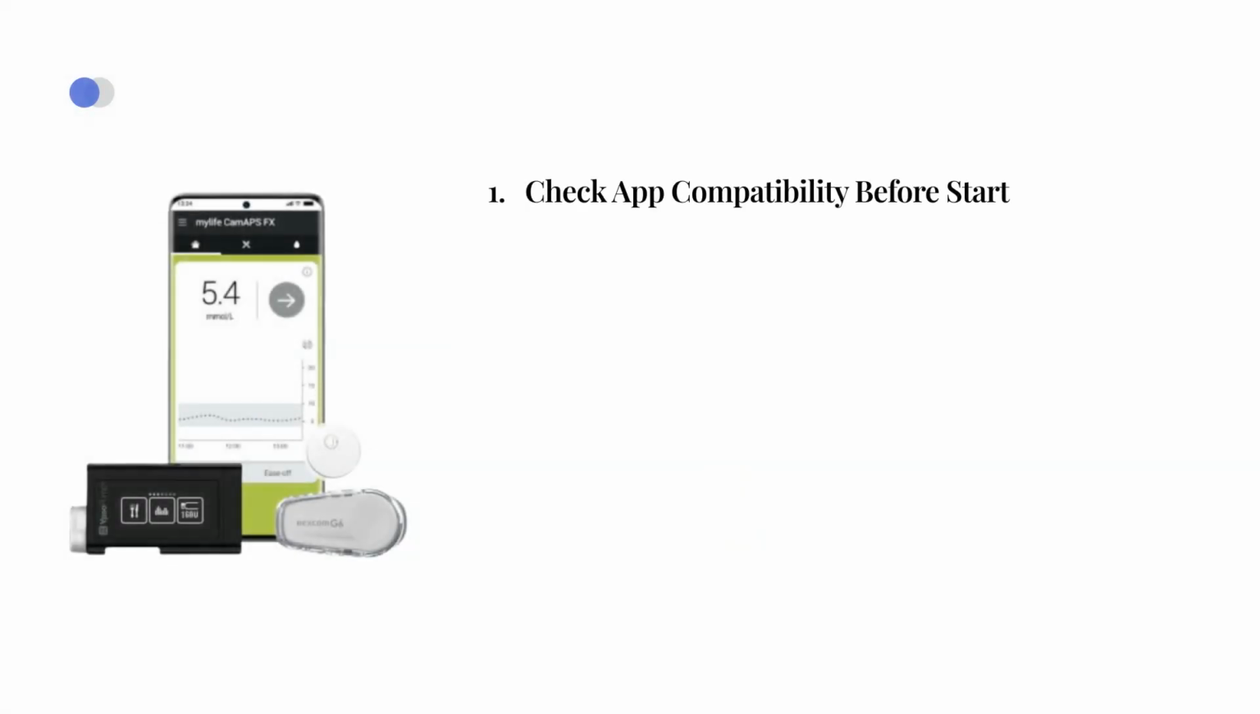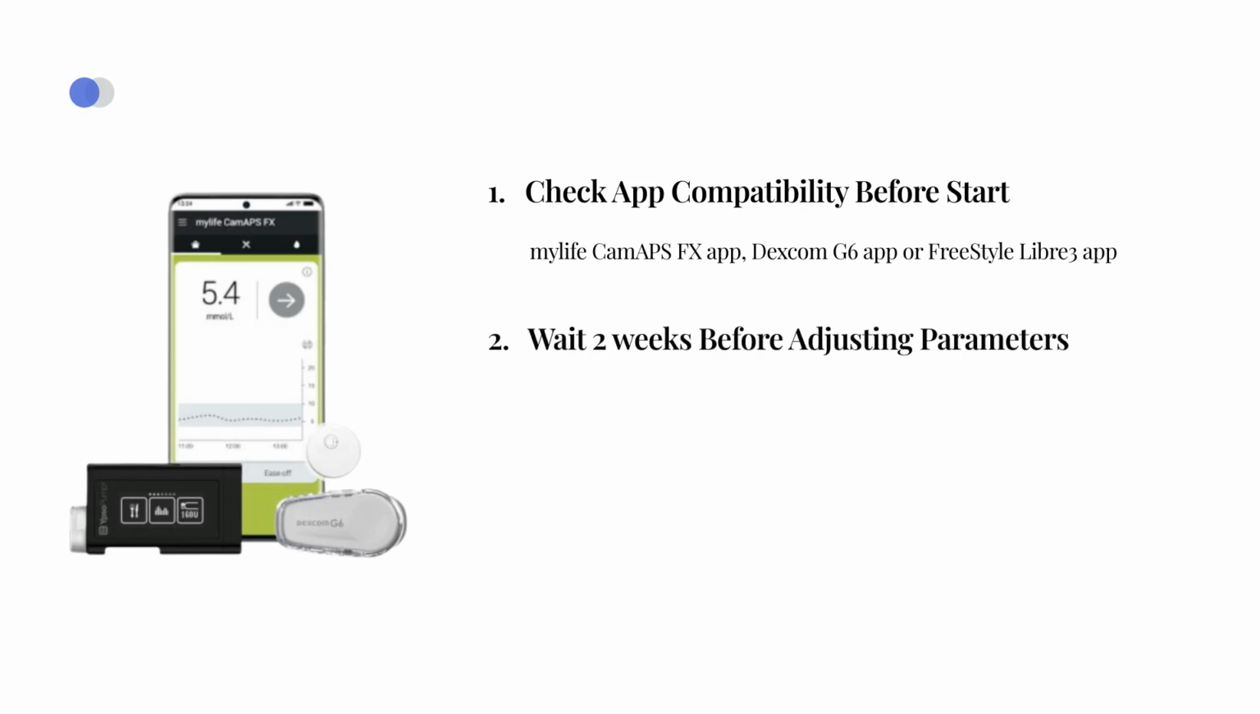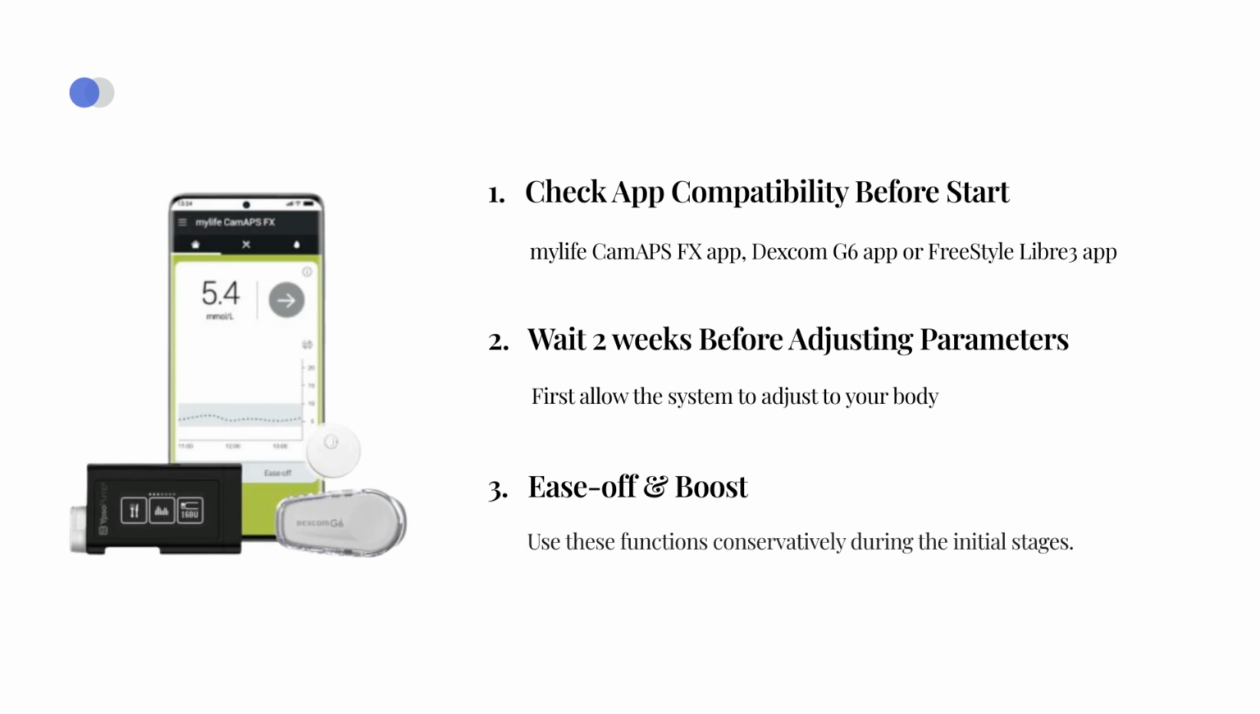1. Checking the compatibility of your Android mobile phone with both the Mylife Cam APS-FX app and the Dexcom G6 or Freestyle Libre 3 sensor app before starting the Mylife Loop AID system. 2. Allowing a 2-week adaptation period for the system to adjust to your body before making parameter adjustments. 3. Using the ease off and boost functions conservatively during the initial stages.